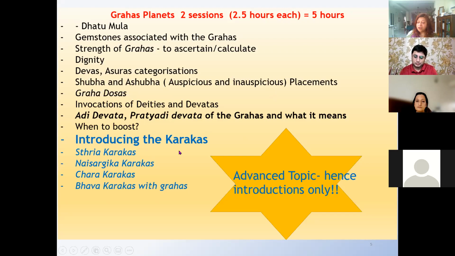Then, of course, the karakas are like make or break in the chart. The sthira karakas, the Naisargika karakas, the chara karakas, the bhava karakas with grahas. So this is a really big topic, but we will be introducing that.